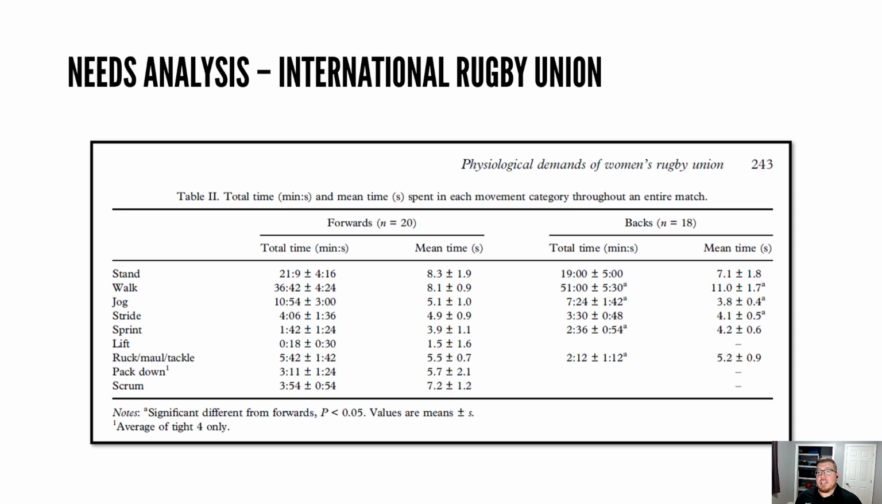So we can look at a needs analysis for international female rugby union players. We would use data like this to compare with our female team at Queen's because there's very little data done on women's rugby in Canada. So just like the basketball example, we can see that standing, walking, and jogging take up a massive amount of the game. So in an 80-minute match, there's 21 minutes of standing, on average 36 minutes of walking, and just 10 minutes of jogging.